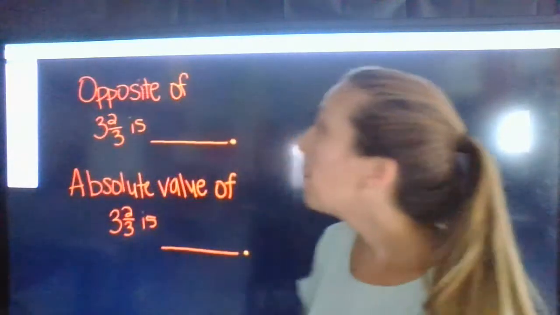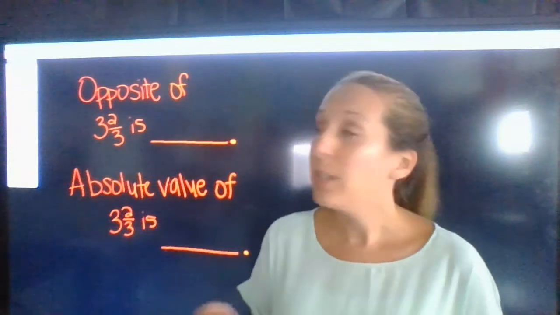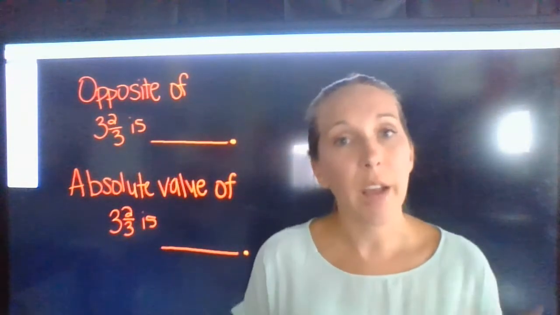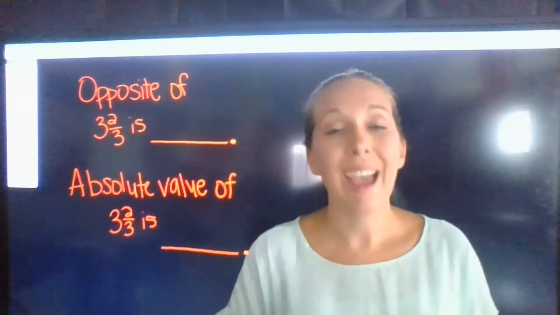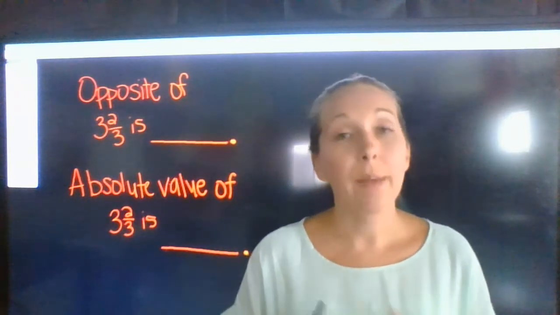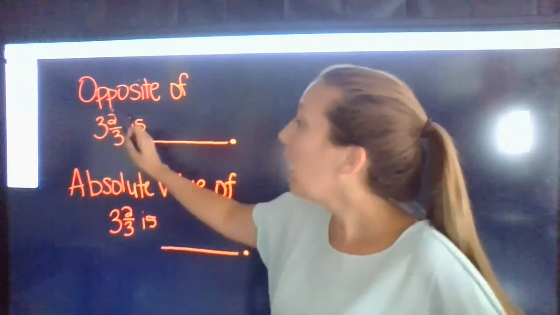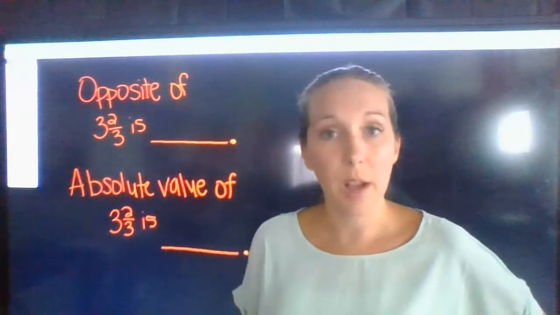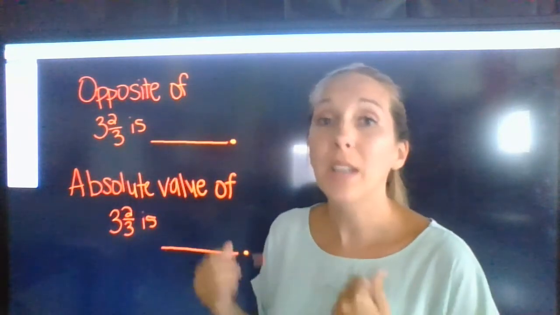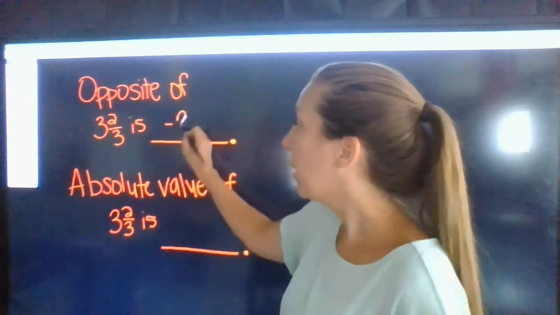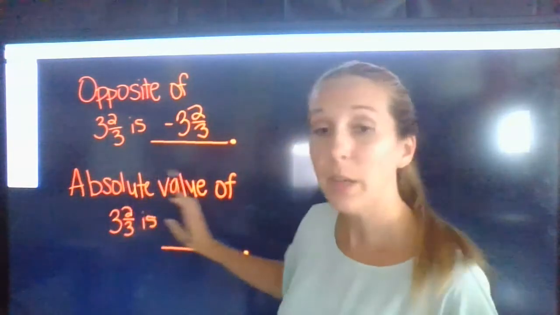Now let's look at some of the words that we need to look at, like opposite, absolute. Now we've talked about this in previous videos, but just to recap, opposites and absolutes are not the same thing. Opposites are on different sides of 0, but they have the same absolute value. Absolute value means distance from 0. So let's take into consideration we have 3 2/3. 3 2/3 is positive, so it is 3 2/3 to the right of 0 on a number line. So its opposite would be negative 3 2/3. So these are opposites.